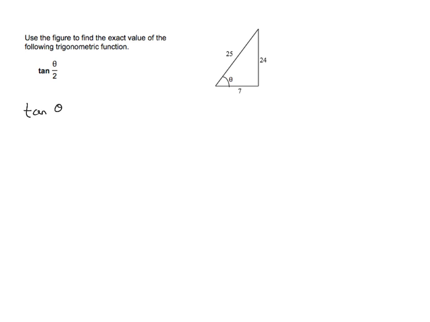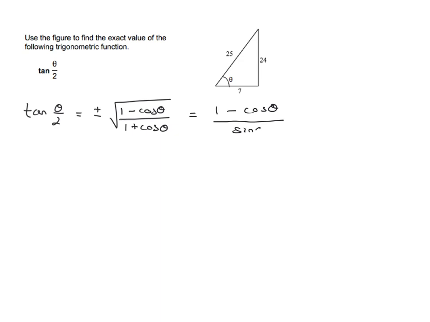Tangent of an angle over 2 can be equal to plus or minus the square root of 1 minus cosine of theta all over 1 plus cosine of theta. It's also equal to 1 minus cosine of theta over sine theta, or sine of theta divided by 1 plus cosine theta.